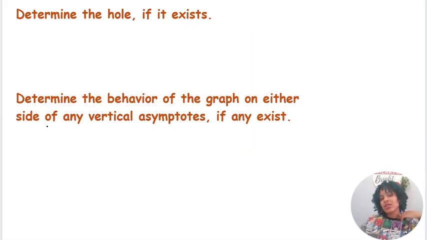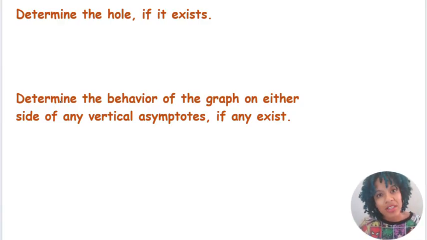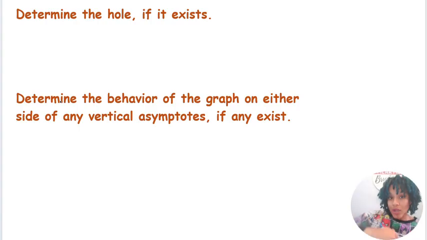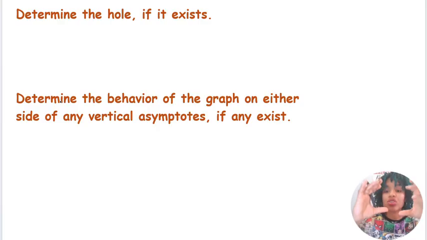All right, the next question says determine if there's a hole, if a hole exists. When we have a rational function and we factor it, and there are terms that cancel out, like let's say at the top you have x minus 3 and at the bottom you also have x minus 3, those two cancel out, so it reduces. Those terms that cancel out, that is a hole.